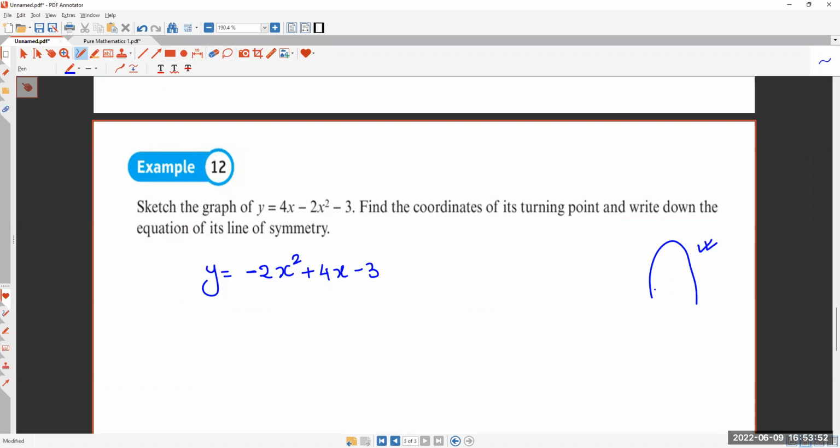Now let's see what x is. When x is 0, what happens? When x is 0, y is equal to how much? Minus 3. So we know our y coordinate, where it is cutting the y-axis. Okay, so we know the shape. We know it is cutting at y is equal to minus 3. Okay, now let's solve it.